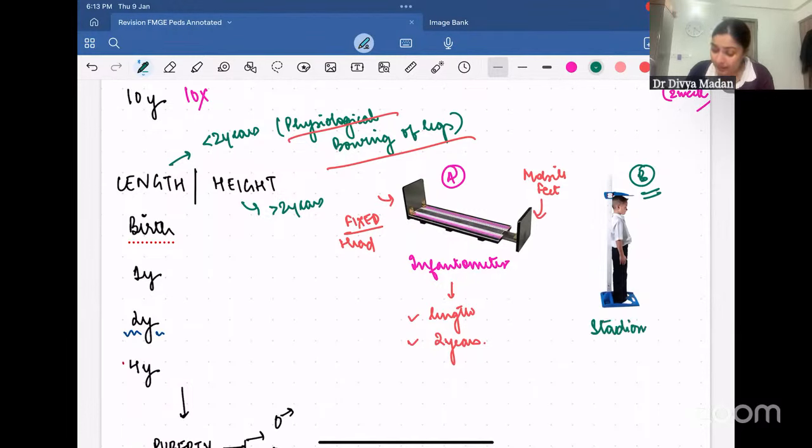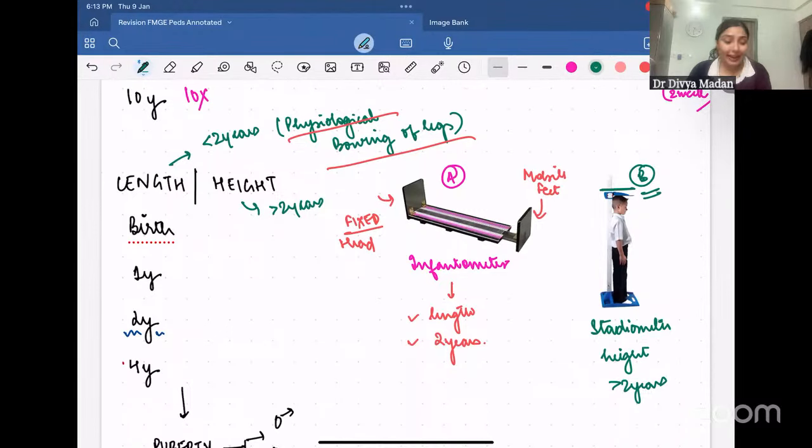Stadiometer. You can see this child standing straight, right? And I'm using this scale, pushing it down and measuring the height of this child, right? So this is the stadiometer that measures the height. After 2 years, I'm going to measure the height of the child.